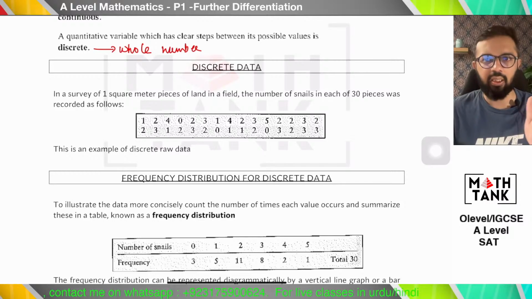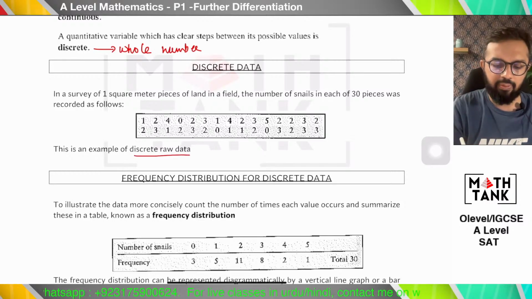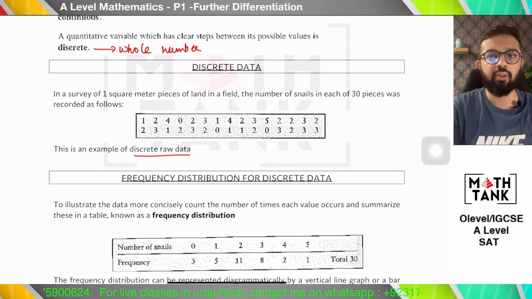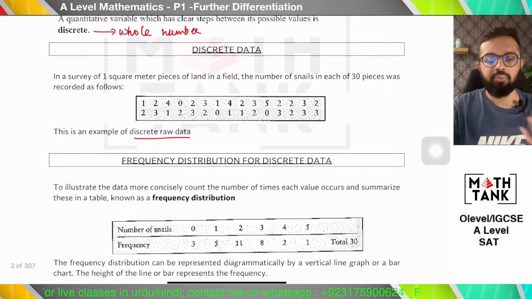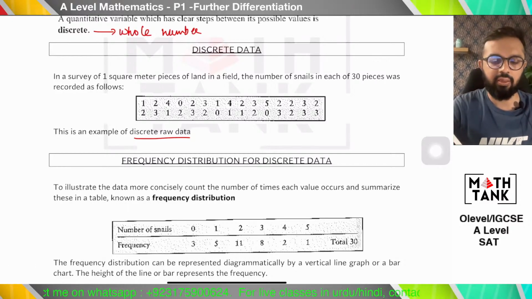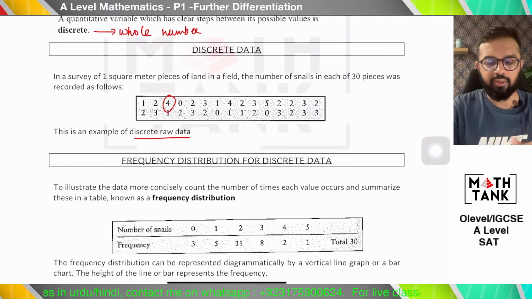So it's discrete data. Now, what is this? This is an example of discrete raw data. Raw data means that it's not organized into any particular table or diagram or classes for that matter. So it's just raw data. Students came into my class and they brought in their data. The first student said that I found one snail, then the second student said that I found two snails, then the third student said that I found four snails, and so on.